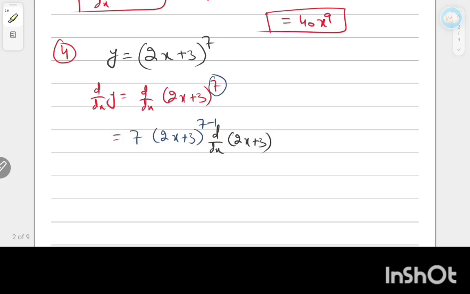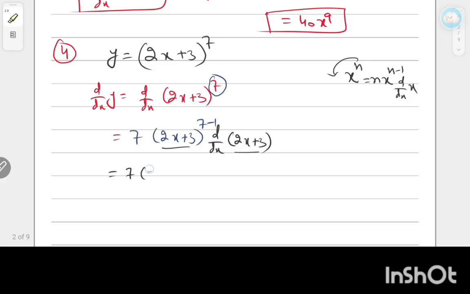Again, I have to repeat. First, the concept is that you have a power n. Power will be at start, then subtract one from the power and take the derivative without power. To understand this concept in this question, power will be at start. After starting power, we will subtract 1 from the power and we will take the derivative of the without power term. What is the without power term? This is 2x plus 3.